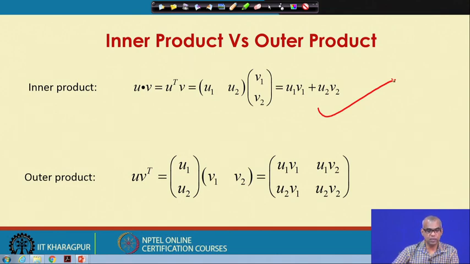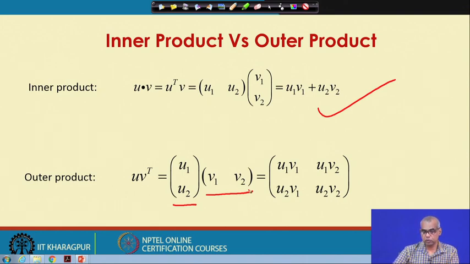But the outer product between u and v is u v transpose. Inner product is u transpose v, outer product is u v transpose. So, u and v are both column vectors. So, u is a column vector. Now, v transpose becomes a row vector.